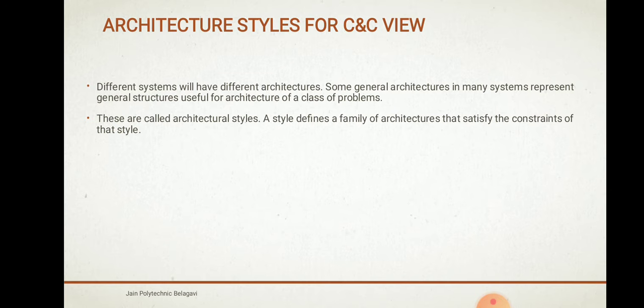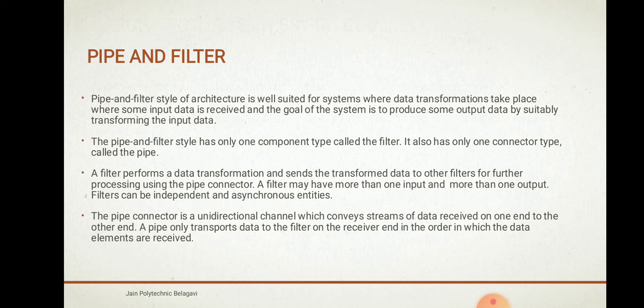Okay, so let us go to pipe and filter. Now what is this pipe and filter style? Pipe and filter style is a type of architecture well suited for systems where data transformation takes place, where some input data is received and the goal of the system is to produce some output data by suitably transforming the input data. That means we are receiving the input data through a pipe and we transform the input data into output. For such systems, the pipe and filter style will be used.